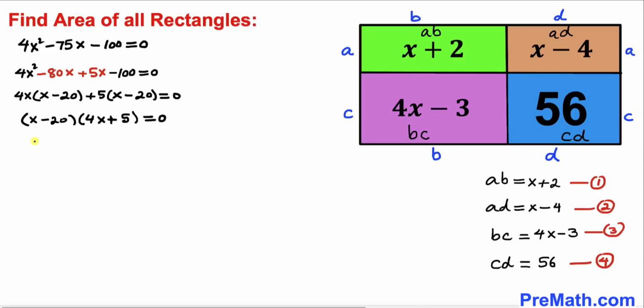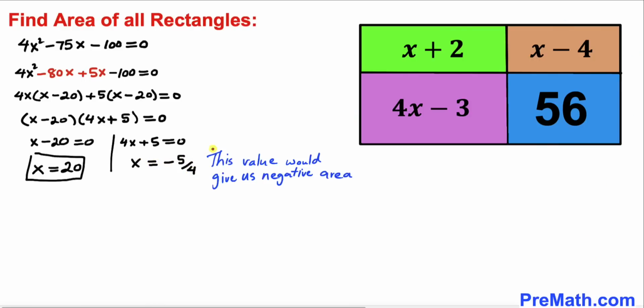And now let's separate these factors. I can write x minus 20 equal to 0, and the other one is 4x plus 5 equal to 0. This very first equation is going to give us x equal to 20. And this second equation is going to give us x equal to negative 5 divided by 4. And now we can see that this value of x is going to give us a negative area. And we know that area cannot be negative, so we are going to reject this scenario, and we are going to accept x equal to 20.